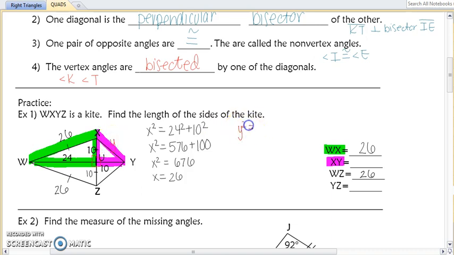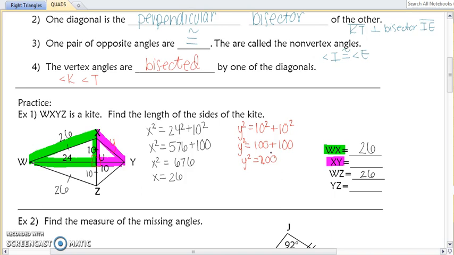So y squared is equal to leg squared plus leg squared. We continue to solve and simplify. We get 100 plus 100. y squared is equal to 200. When we take the square root of 200, let me put this in my calculator.